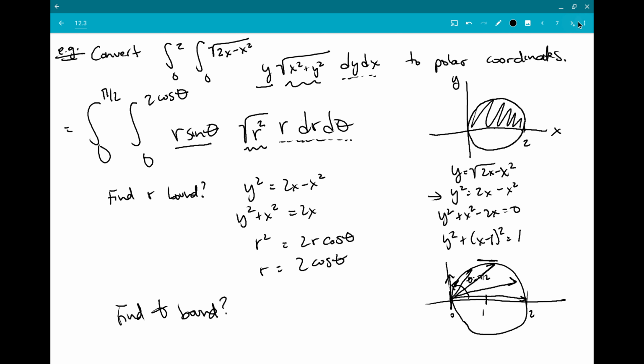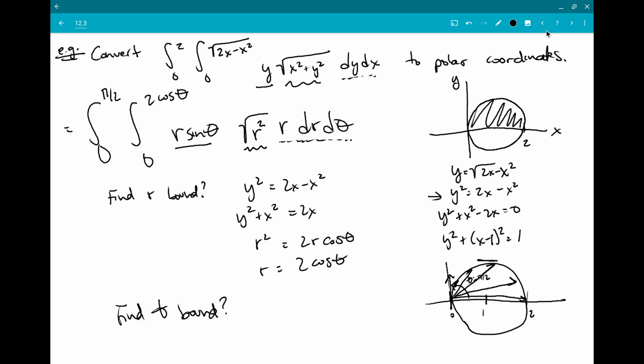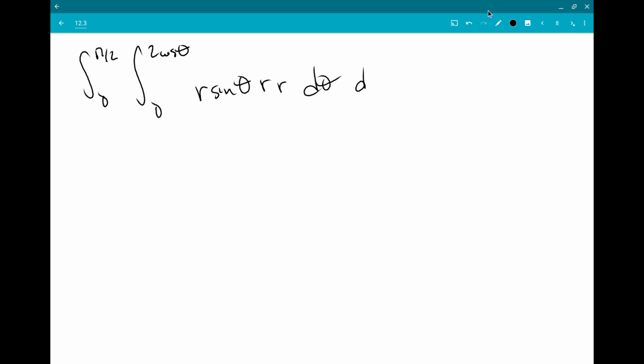Okay, I probably have time to evaluate this. 0 to pi over 2, 0 to 2 cosine theta. I think it was r sine theta, r dr d theta. Okay, cool. Oops, r dr d theta. Okay, so this is the integral from 0 to pi over 2, 0 to 2 cosine theta, r cubed sine theta, dr d theta.